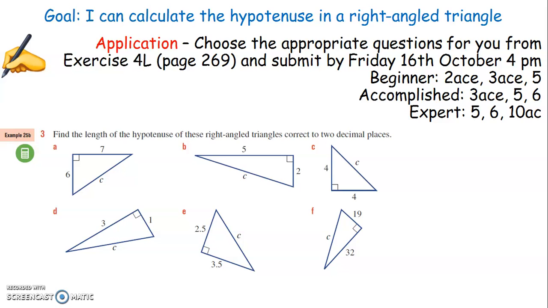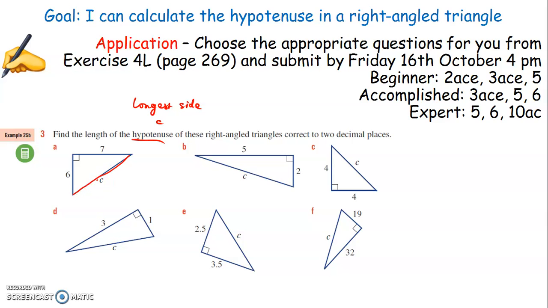The questions ask us to find the length of the hypotenuse of these right angle triangles, correct to two decimal places. Remember that the hypotenuse is the longest side of a right angle triangle, and usually we use the letter C to label the hypotenuse. So for A, this is the hypotenuse here.